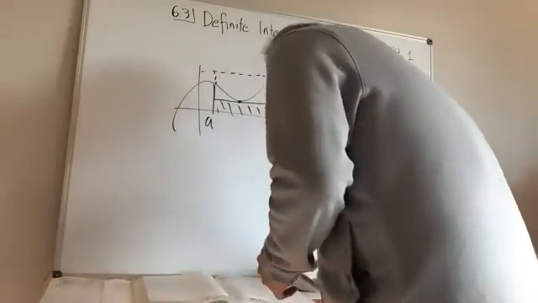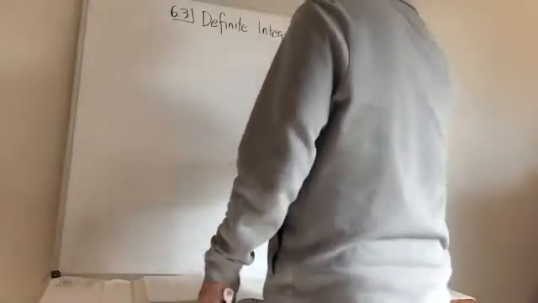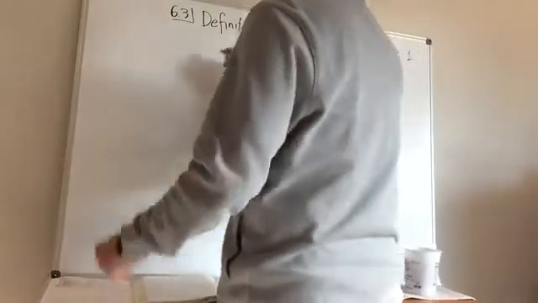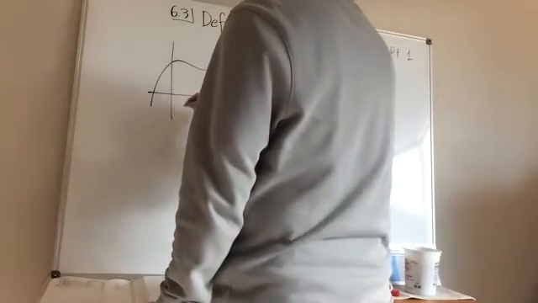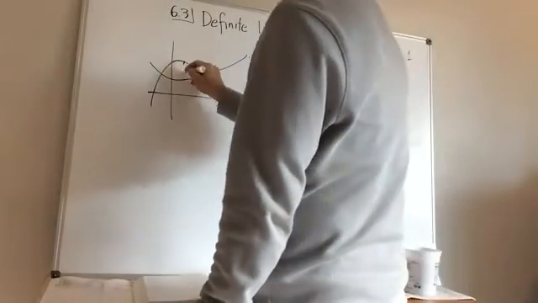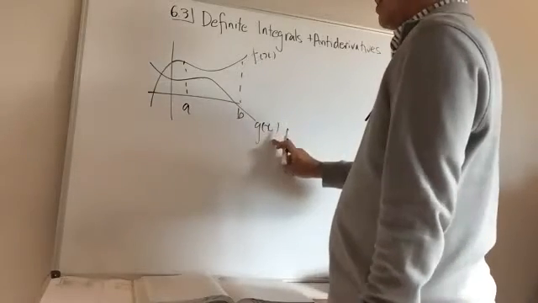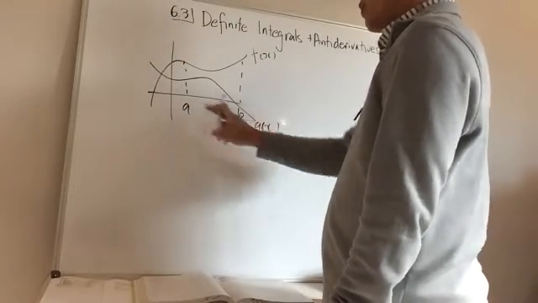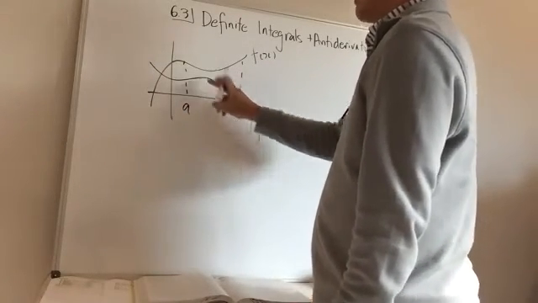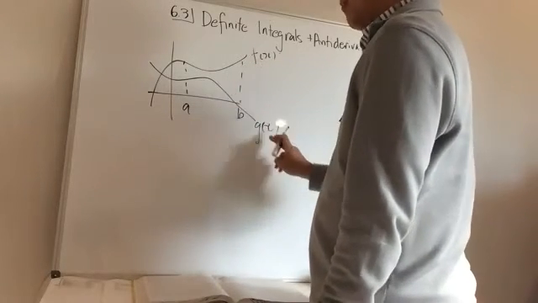And then we have domination. Domination kind of makes sense. If f of x is greater than g of x throughout the entire interval we're talking about, this is f of x, and we'll call this g of x. As you can see, from A to B, f of x is always going to be greater than g of x. So the area under the curve from A to B for f of x is always going to be greater than that of g of x.